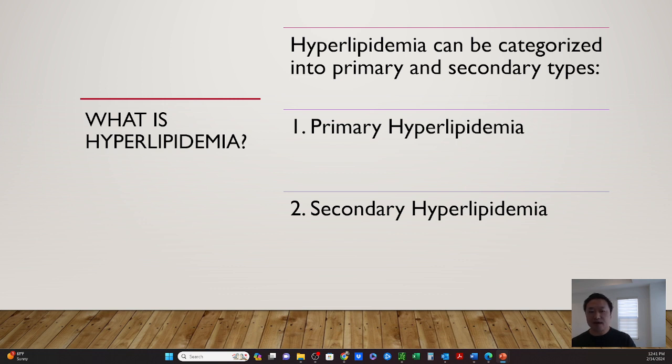The secondary hyperlipidemia is usually a result of external factors such as an unhealthy diet high in saturated fats and cholesterol, a sedentary lifestyle, obesity, and diabetes. It really means that you acquire it after a certain period of bad habits in your life.